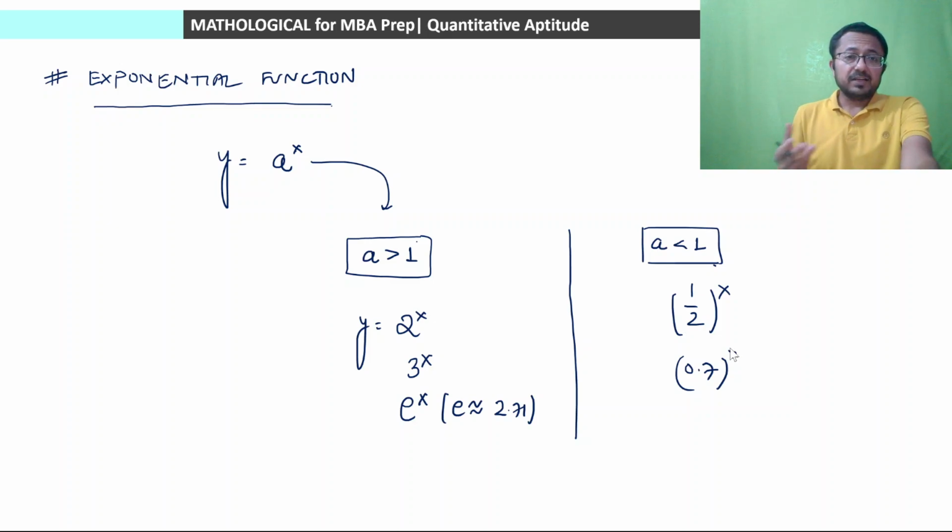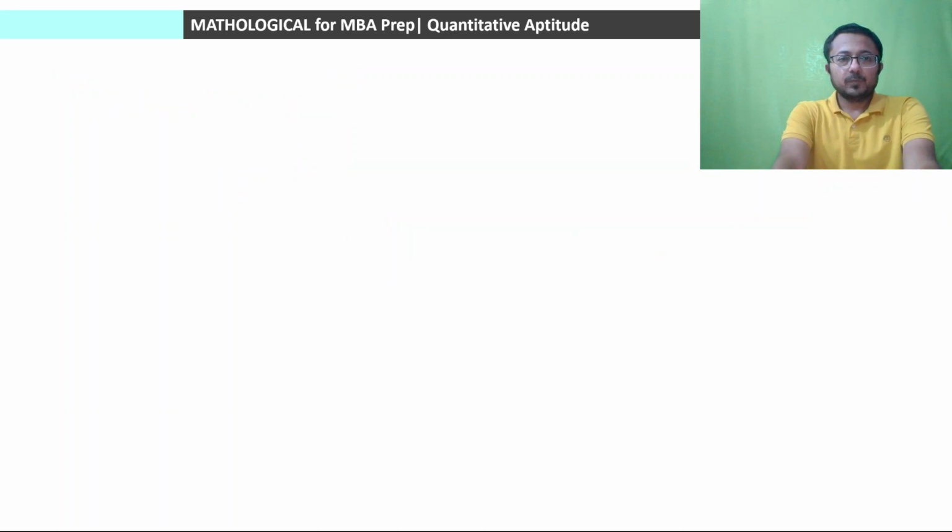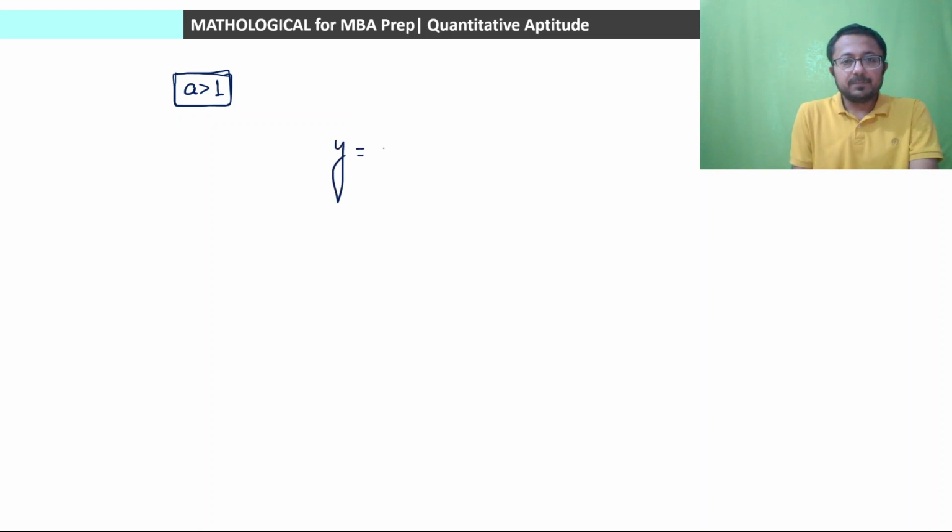So first of all, let us discuss the graph when the value of base is greater than 1. So if a is greater than 1, let us take one of the examples because graph in all such cases will be similar in shape. For example, let us say we have taken the example y is equal to 2 to the power x. A is equal to 2. So in such a case, if you put x equal to, let us say, 0, so 2 to the power 0 will be equal to 1.